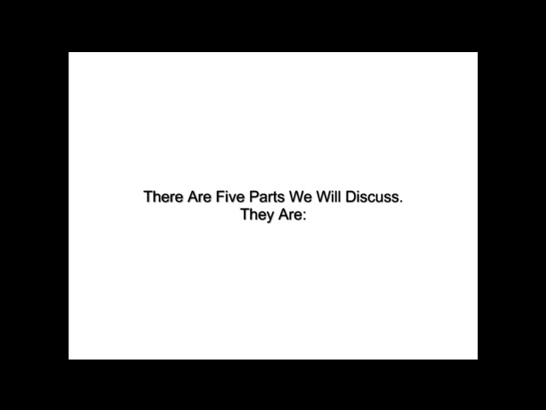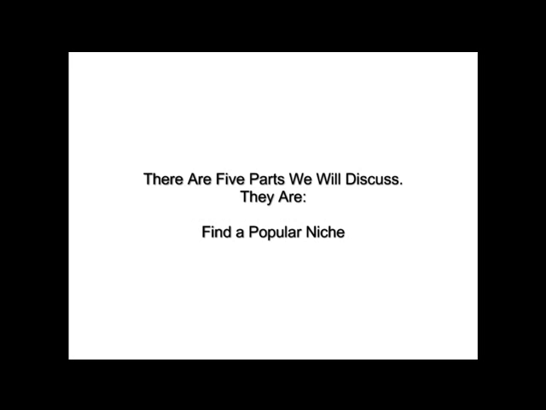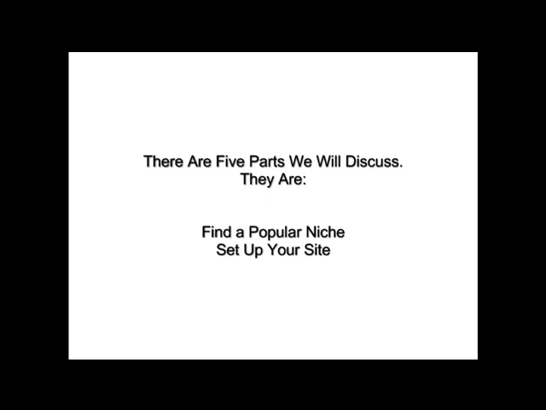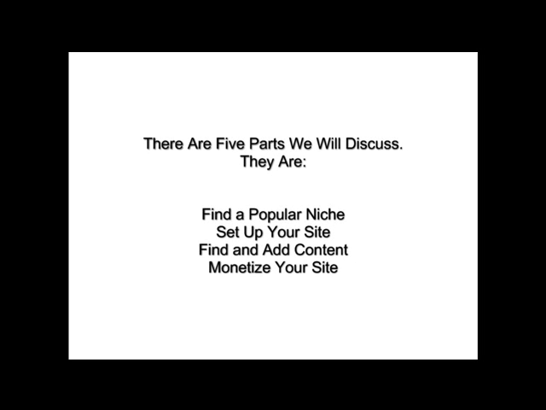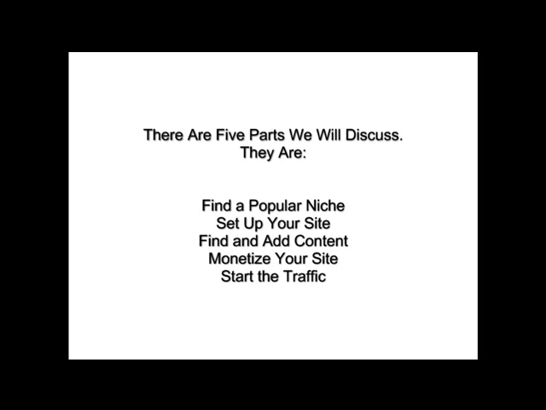There are 5 parts that we're going to discuss on this video series, and they are: find a popular niche is the first one. Then we need to set up the site. Then we find and add content to our site. Now we monetize our site. And then we turn on the traffic.